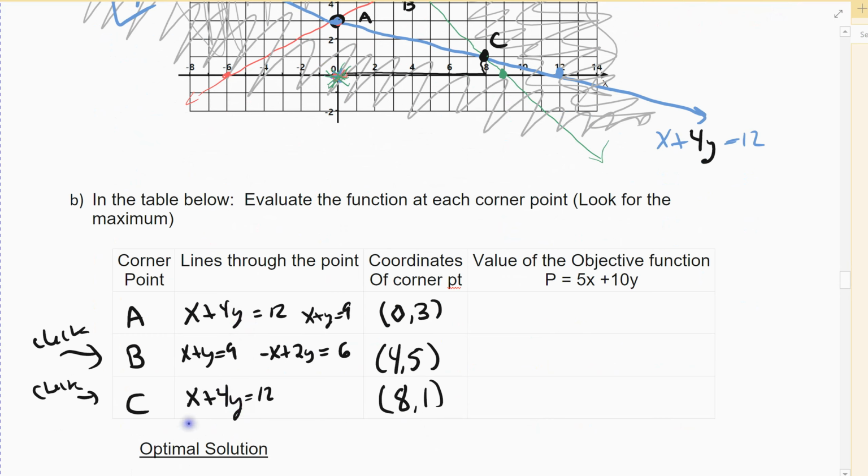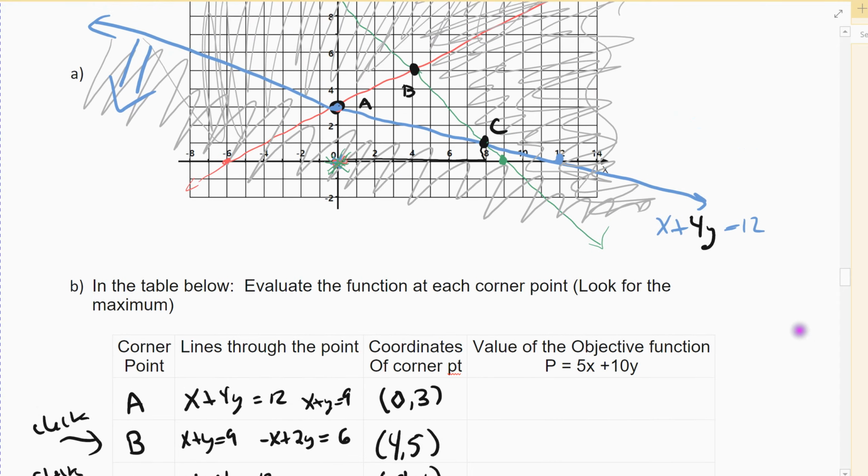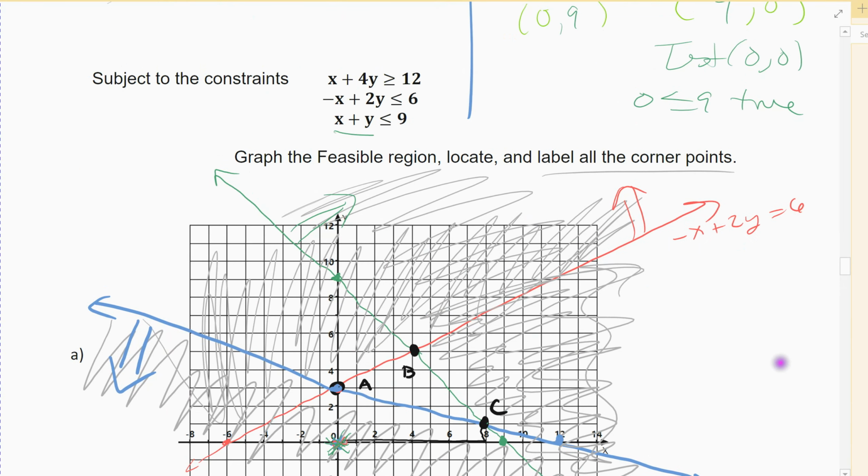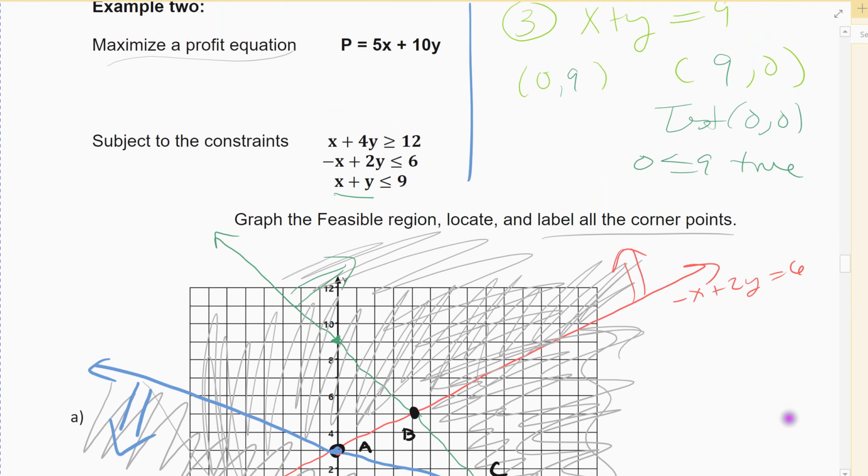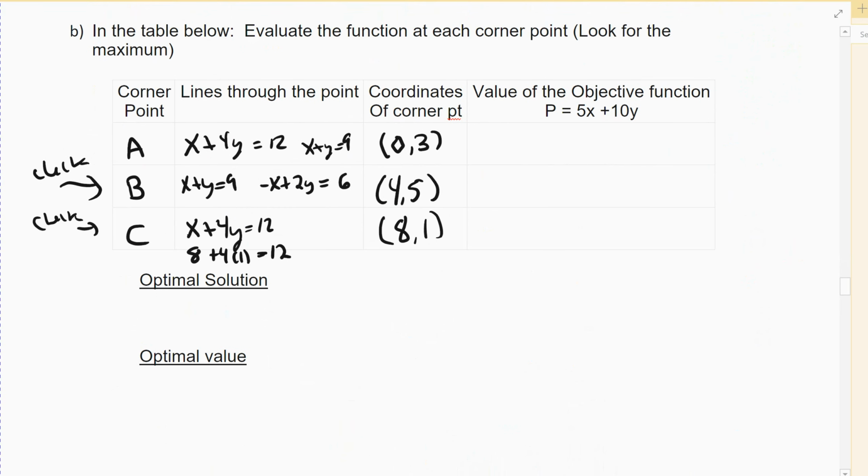I know 8, 1 is my point, so it should check. So check it. 8 plus 4 times 1 equals 12, now that I've got the right equation there. And the other line it goes through is the green line. Double check the green line, it's my x plus y equals 9. And that one does check too.